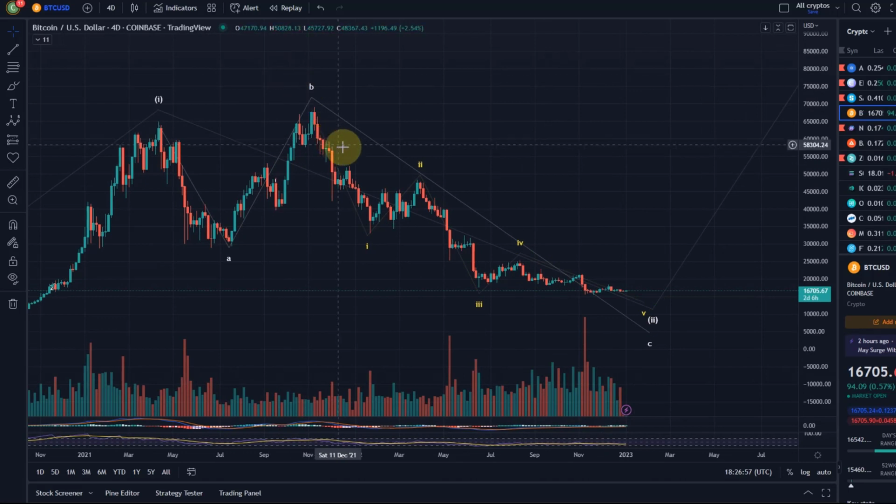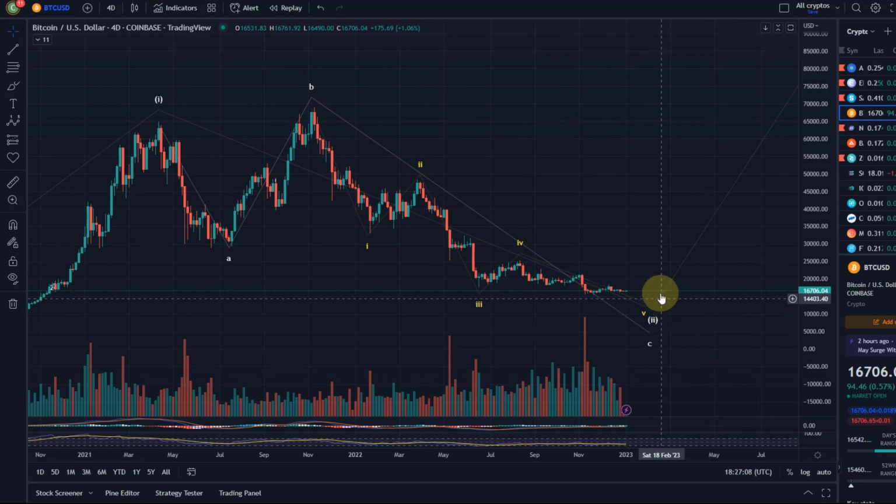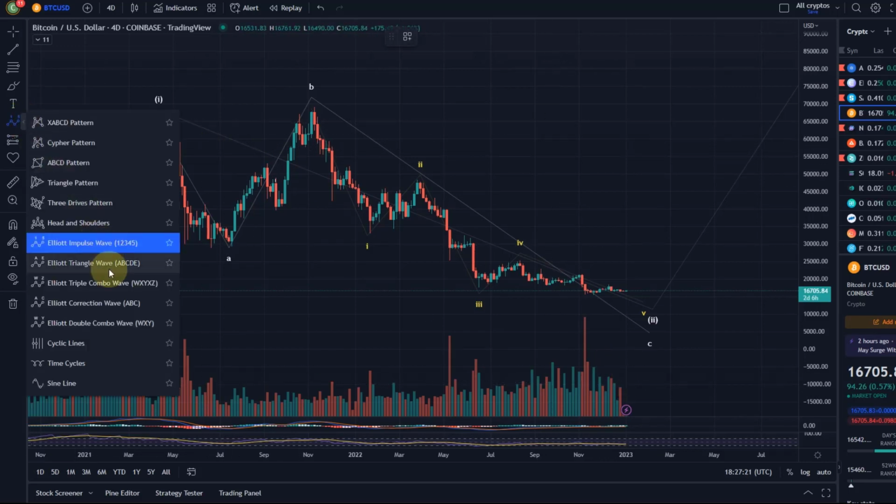There are different ways of how you can label the subwaves. I've chosen a way where I see this entire move down as an ending diagonal. That's a valid view. You can also count all of these as an impulse. Then you have to label it slightly differently. It doesn't really matter so much to what's happening down here. But because I label it as an ending diagonal, all of these subwaves are ABCs.